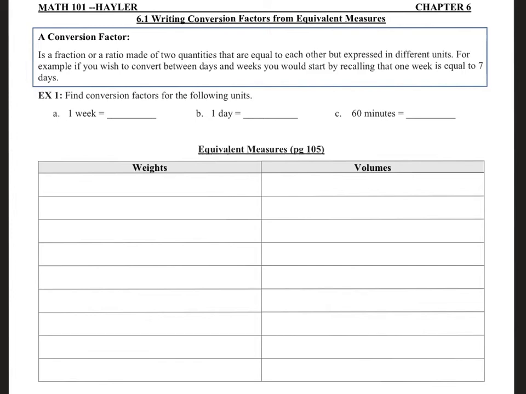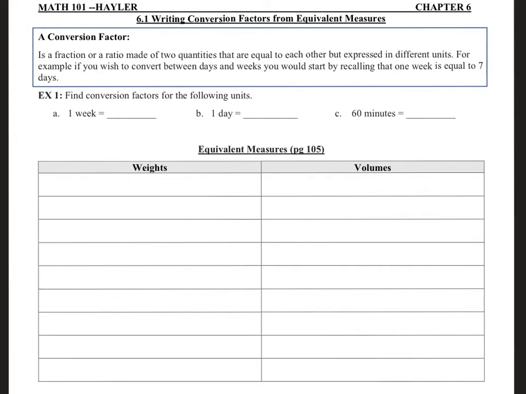Welcome to 6.1, Writing Conversion Factors from Equivalent Measures. This is something we've already been working on, converting between units. We're going to go ahead and do that. One of the big differences now is we're going to show how we do the canceling of units. So we're going to be setting up our proportions a little bit differently, but pretty much just like how we've been doing them before. So, conversion factor.